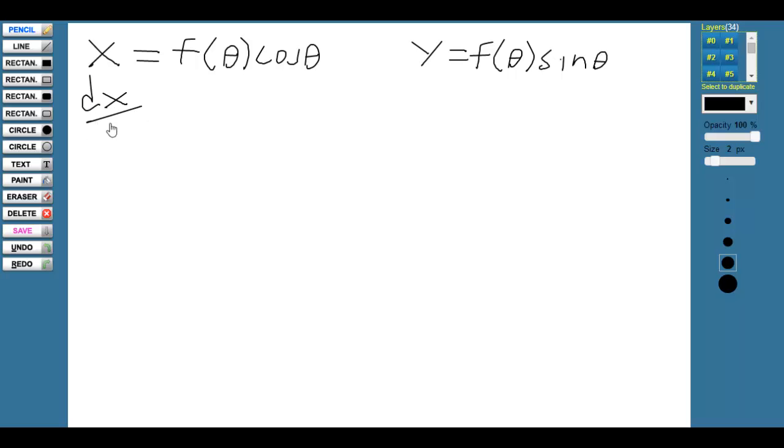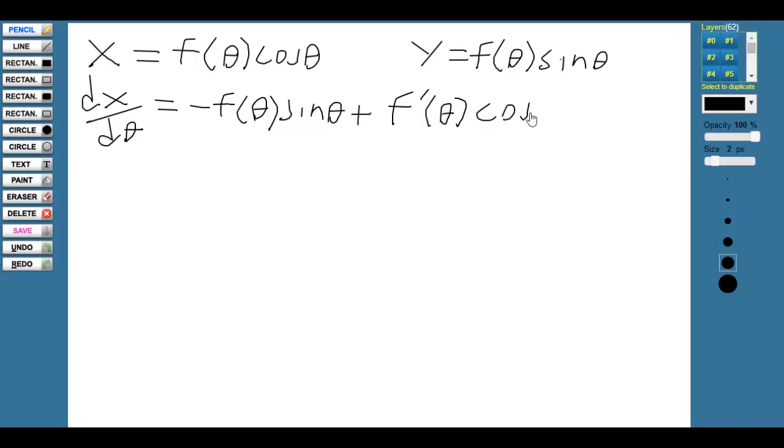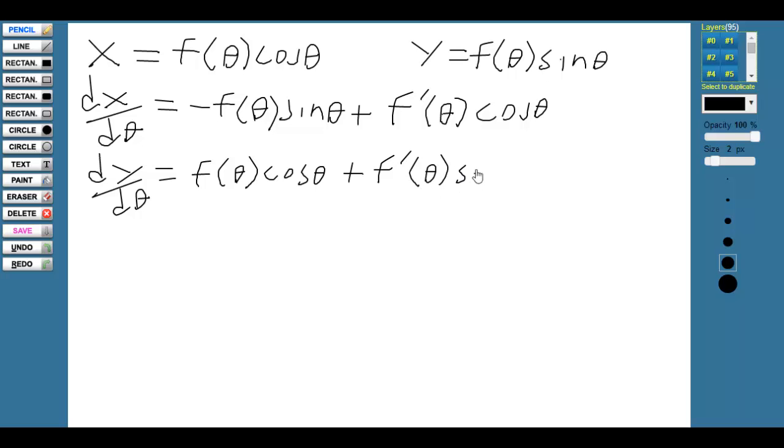So you can take the derivative of both of those and find dx/dθ and dy/dθ. Of course, you'll need to use the product rule for that. So when you take the derivative of x, you'll get dx/dθ equals negative f(θ) times sin θ plus f'(θ) times cos θ. And you do the same for y, and you get dy/dθ equals f(θ) times cos θ plus f'(θ) sin θ.